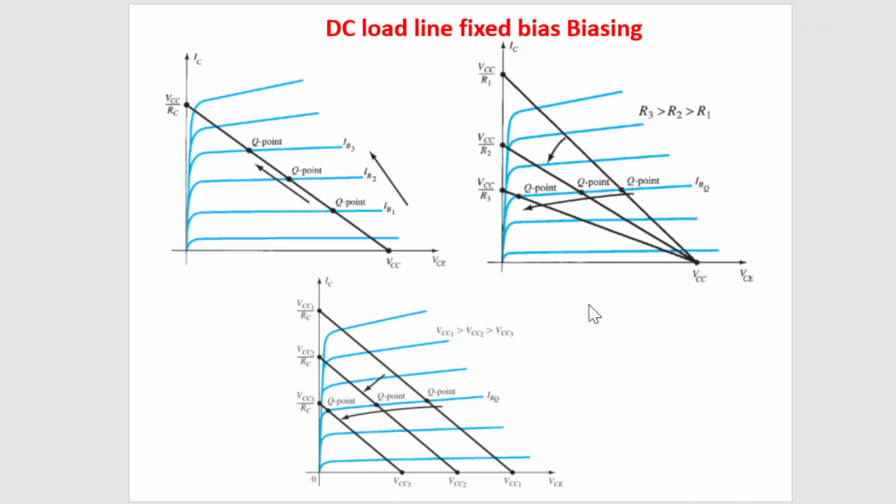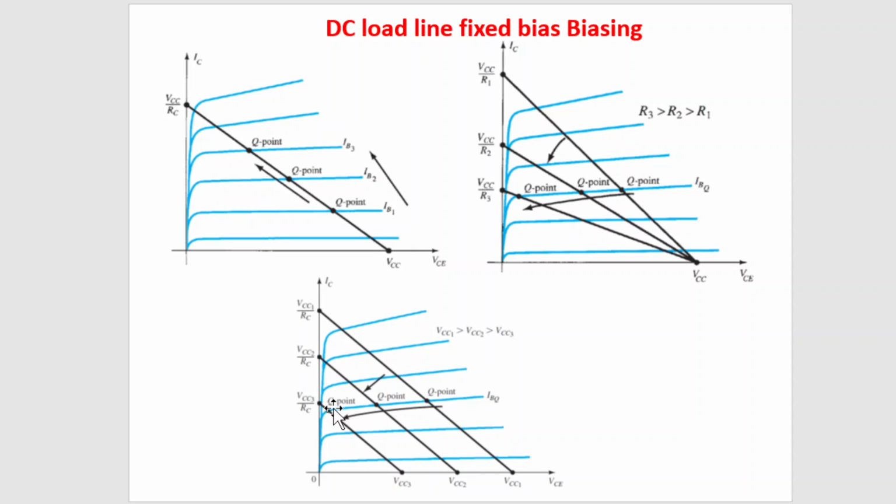Similarly, if you change another parameter, that is the battery VCC, from VCC1 to VCC2 to VCC3, keeping the other parameters like base current and RC constant, then you are changing both the cutoff point and the saturation point, because the cutoff point depends upon VCC and the saturation point also depends upon VCC. So you are drawing a different DC load line for each value. In that case also your Q point is changing from right to left.